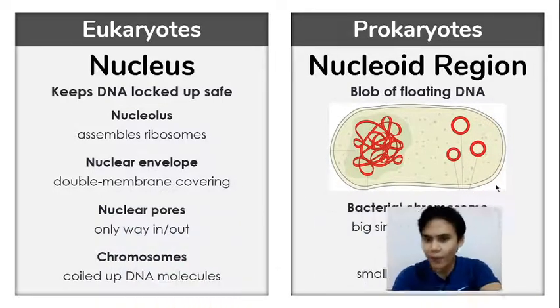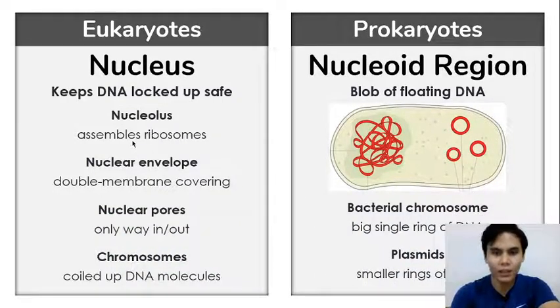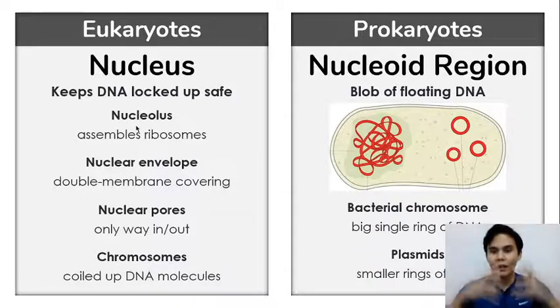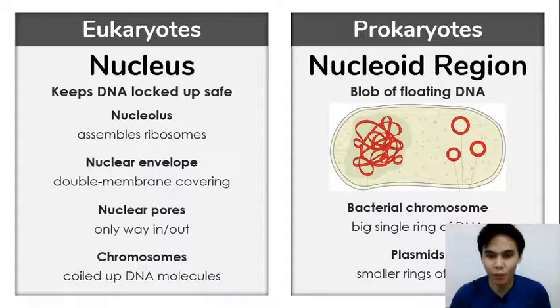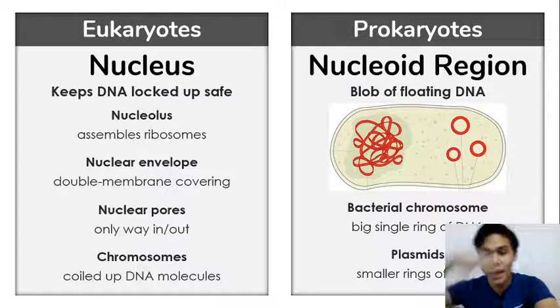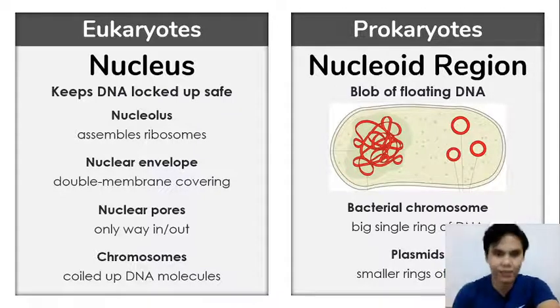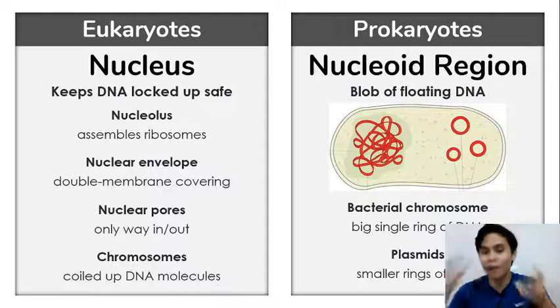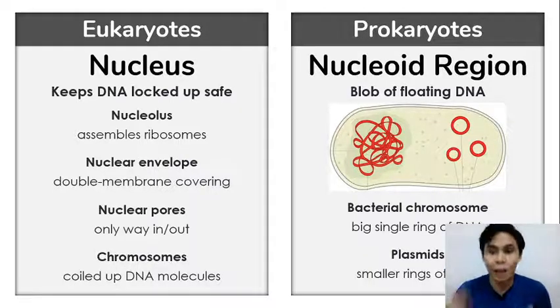Describing the different parts in the nucleus, we have the nucleolus, a small ball inside the nucleus that assembles ribosomes. The outer covering of the nucleus is the nuclear envelope. It's a double membrane system, meaning it has two layers, two skins. The nuclear pores are the only way in and out of the nucleus through the double membrane, which is the nuclear envelope. And the chromosomes are basically the coiled up versions of your DNA molecules.